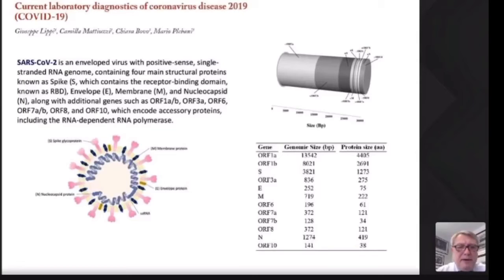And this is a paper we have published with Professor Lippi on current laboratory diagnostics of coronavirus disease. And you can appreciate in this that we now know exactly the gene of the virus and the different targets we can address, with ELISA as well as molecular testing.